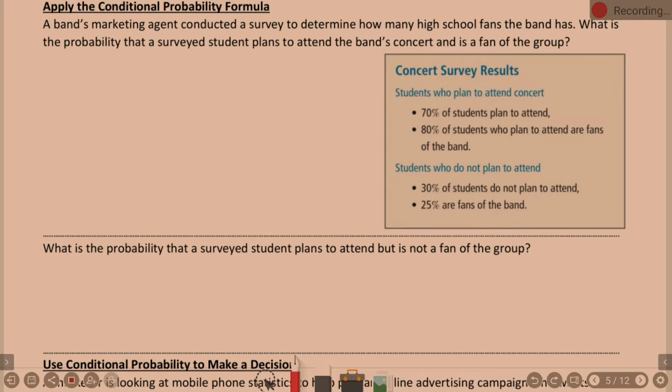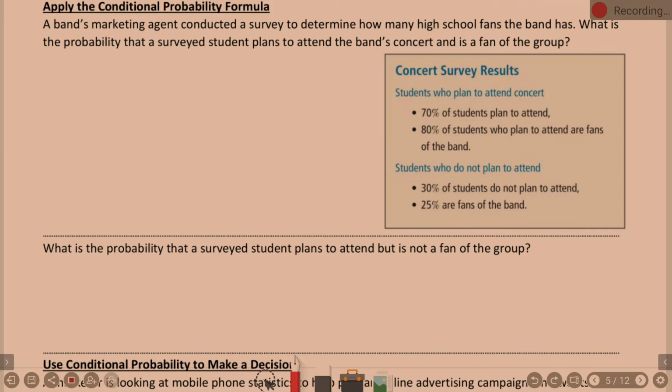So, if you start looking through that, okay, the first group is students who plan to attend the concert. And of the students that plan to attend the concert, 70% plan to attend, and 80% of the students who plan to attend are fans of the band. Okay? Then there's also students who do not plan to attend. 30% of the students do not plan to attend, which should make sense, right? Because up top it said 70% plan to attend, 30% do not plan to attend. Of the ones that do not plan to attend, 25% are fans of the band.